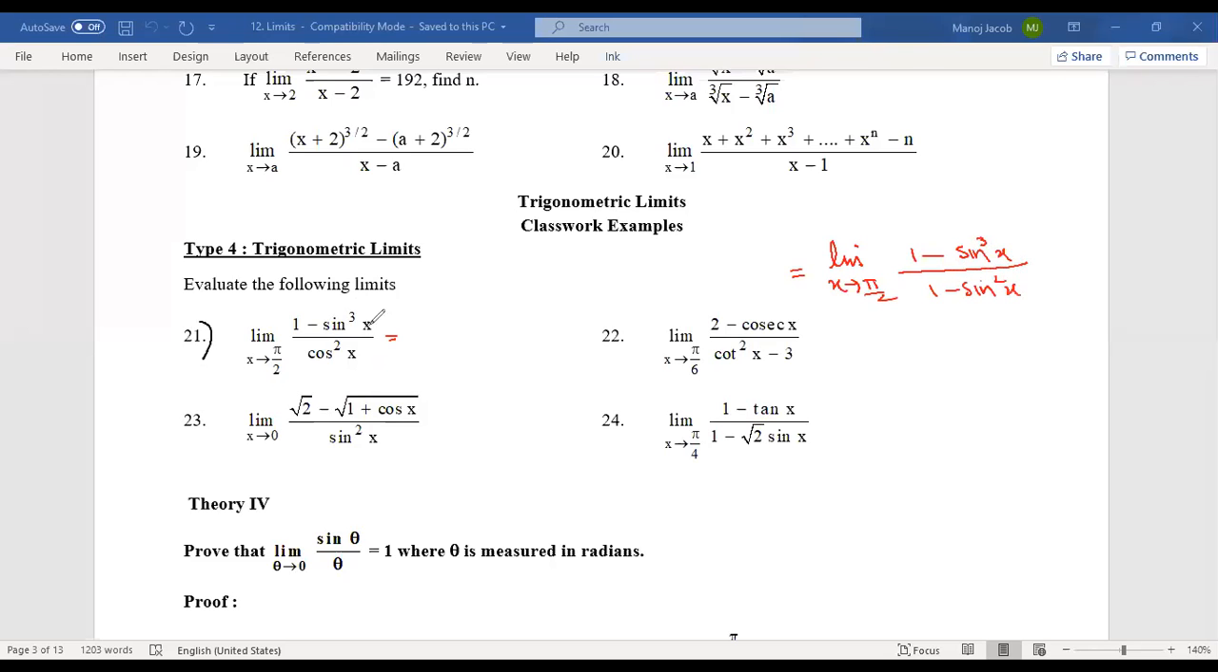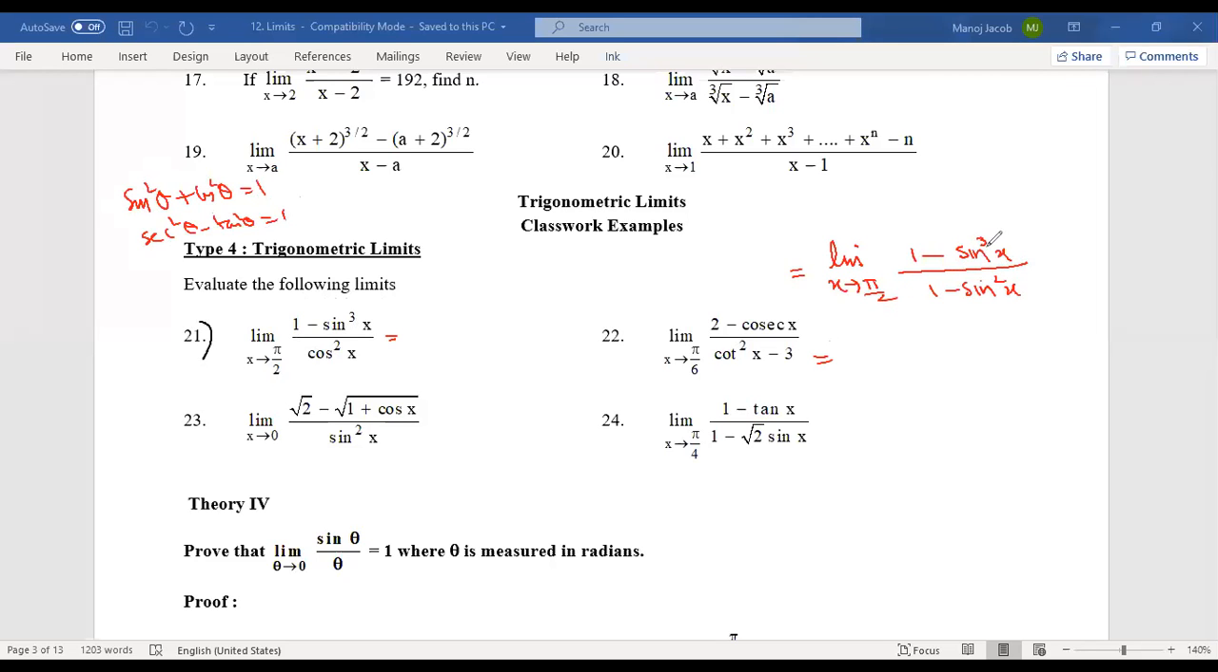Why didn't you change this sin cube x to cos? You could have done that also, no? It would become very difficult, whereas if you change the square, it can be easily removed. The square can be changed because of the formula sin square theta plus cos square theta is 1, and sec square theta minus tan square theta is 1. Using this formula, you can change the squares.